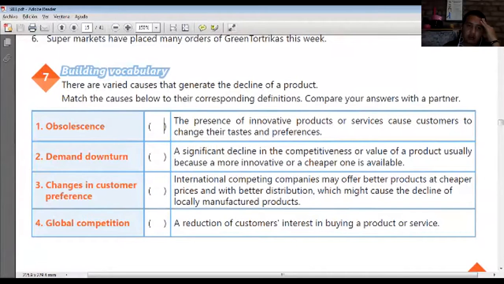Number three, changing customer preference. Excellent. Changes in customer preference. Excellent, very good. A significant decline in the competitiveness or value of a product, usually because a more innovative or a cheaper one is available. What is that?